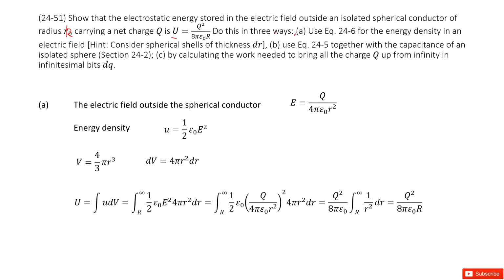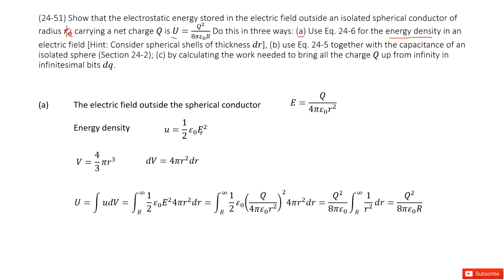The problem asks you to do this work in three ways. The first way is to consider energy density. So how can we do that? First, we write down the equation for energy density: 1/2 epsilon naught E squared, right? This is the electric energy per cubic meter, right? Agree? Yes.